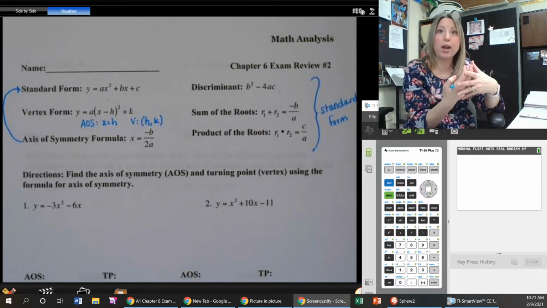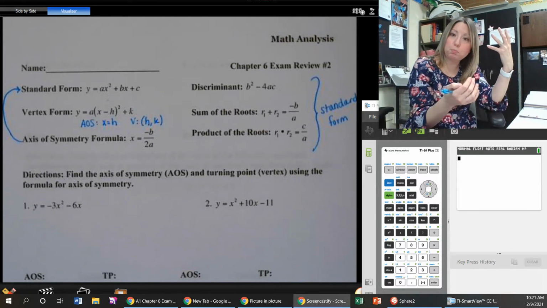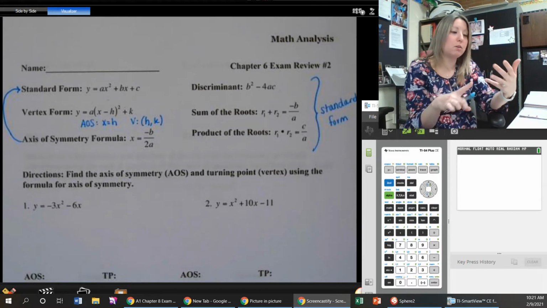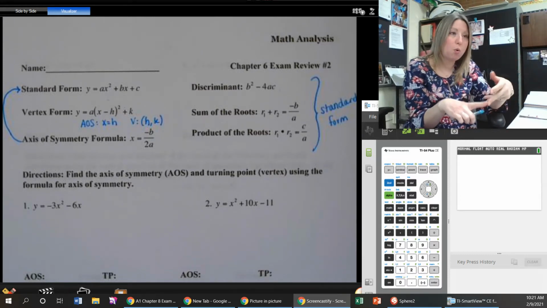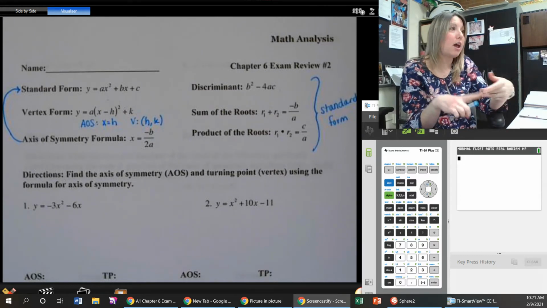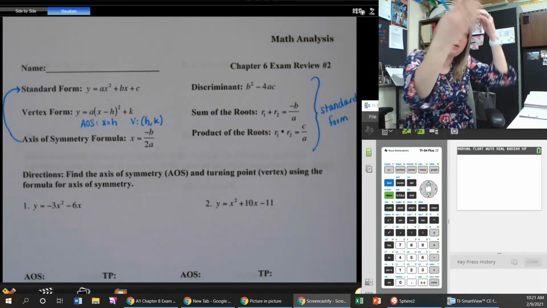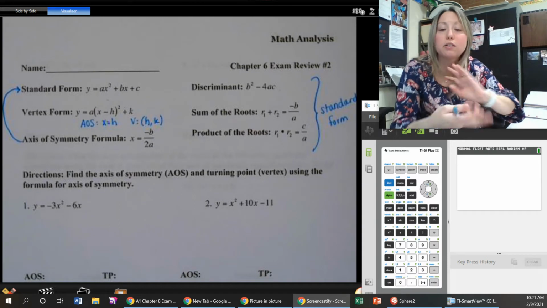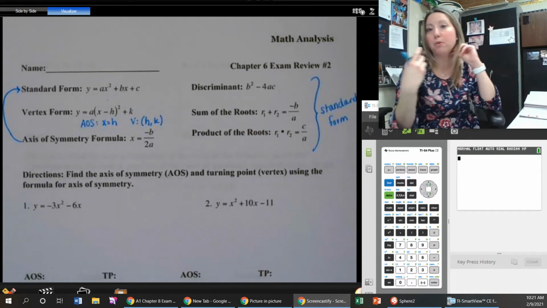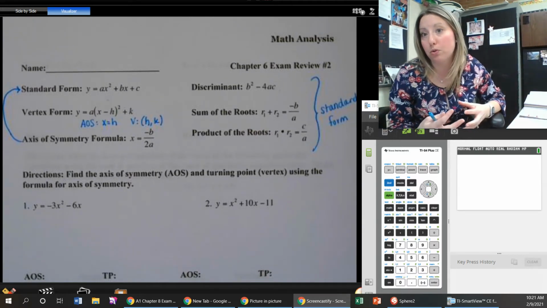How do you equate the parabola's properties, like the axis of symmetry and the vertex and the y-intercept and any roots, to the actual equation? Okay, and that was using the discriminant, using the axis of symmetry formula, using vertex form. That was sum and product of the roots.